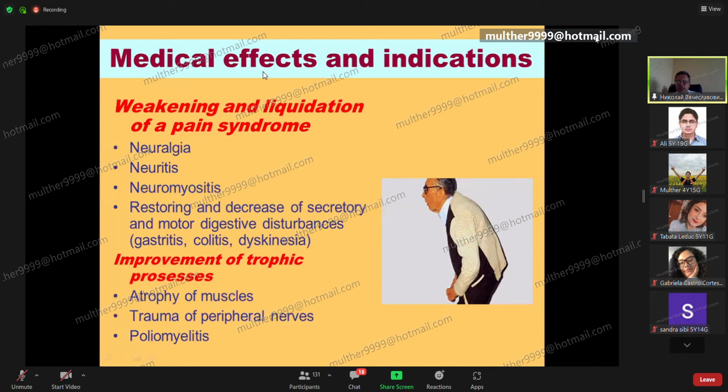For patients with intensive pain syndrome, we can also successfully apply this method for patients with neuralgia, for example, trigeminal neuralgia, neuritis of any nerves, facial nerve neuritis, for example, neuromyositis, and for restoring and decreasing secretory and motor digestive disturbances, digestive system disturbances due to high spasticity of smooth muscles, which can cause dyskinesia of the biliary tract or dyskinesia of the intestine and spastic colitis.